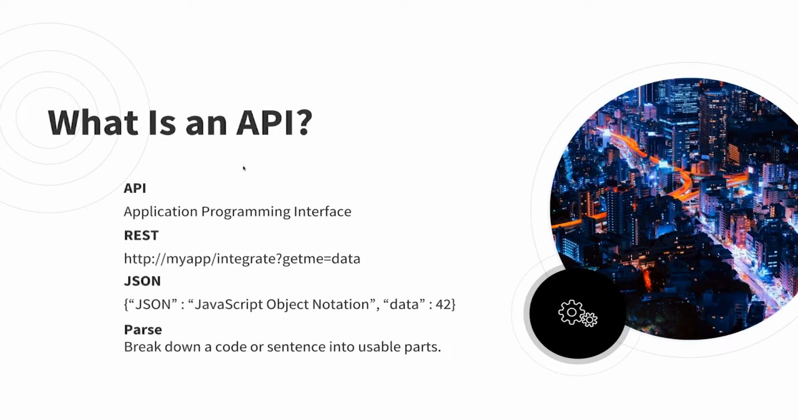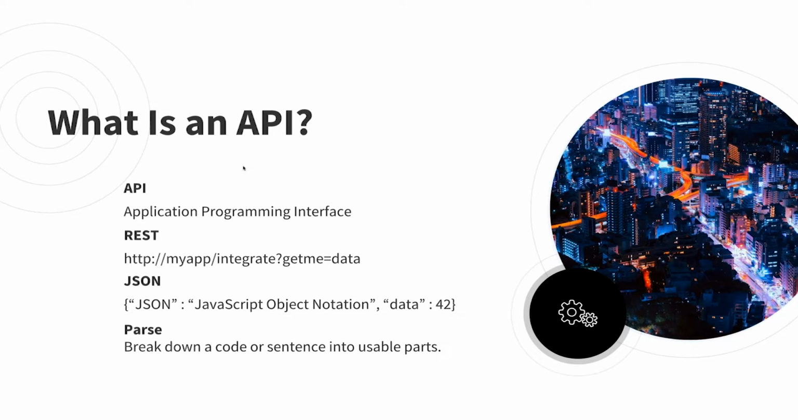REST stands for Representational State Transfer. REST APIs send and receive data through HTTP, which is Hypertext Transfer Protocol. It's a bunch of jargon, but for our needs, just think of it as a system of URL endpoints and associated requests that interface with an application. So in this example you see on the slide here, my app is the application that I'm interacting with. Integrate is my URL REST endpoint. And my request is get me equals data.